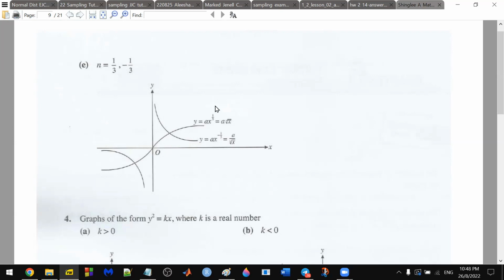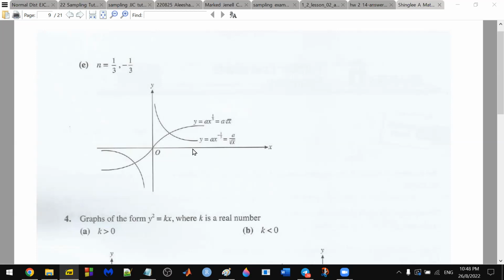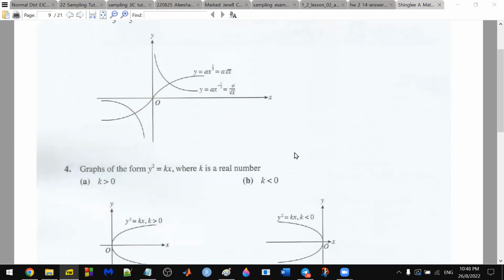Similar graph will be tangent inverse. Okay, let me just see if I can. Okay, never mind. Moving on.